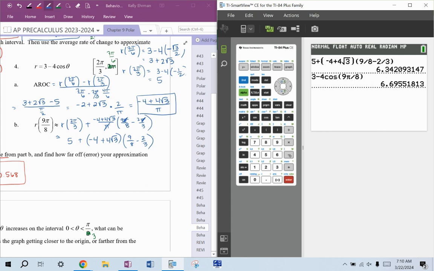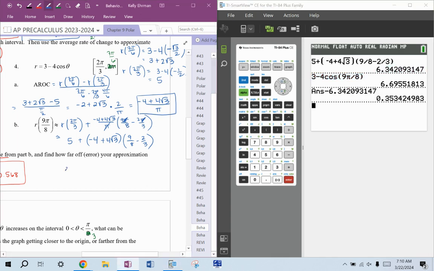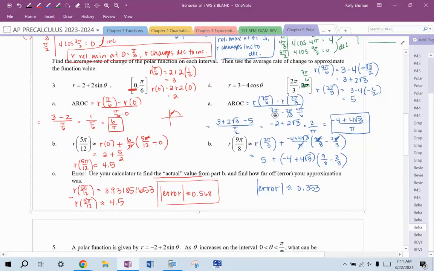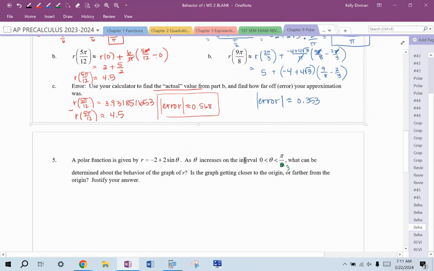Okay, and if we subtract those, that one minus that one, we get an error, depending on your order of subtraction, of about 0.353. In calculus, we'll be looking at things like, well, how do we get the error to be 0.001 or something really small? So something to look forward to.